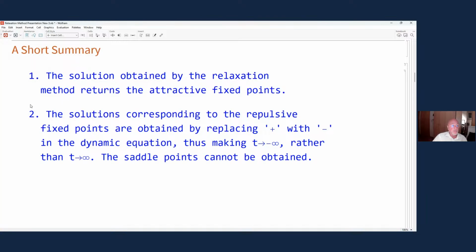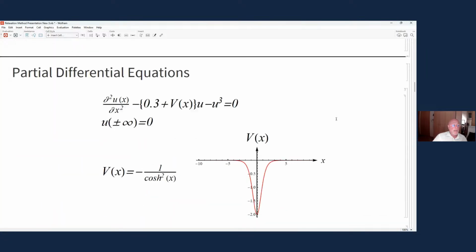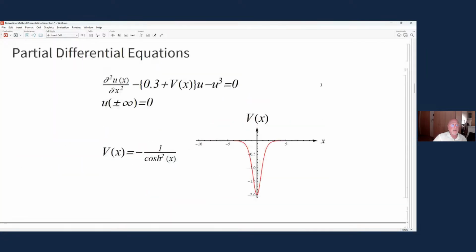Then the solution corresponding to a repulsive fixed point can be obtained by this plus and minus. By replacing plus by minus, you just get the dynamic equation that transforms t tending to minus infinity to t tending to plus infinity. Unfortunately, saddle points cannot be obtained. And finally, by trial and error, you should choose the initial conditions so that they lie within the corresponding basin of attraction. Now, let us pass to some examples.